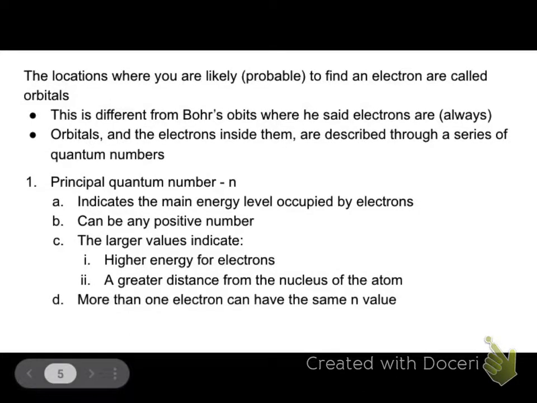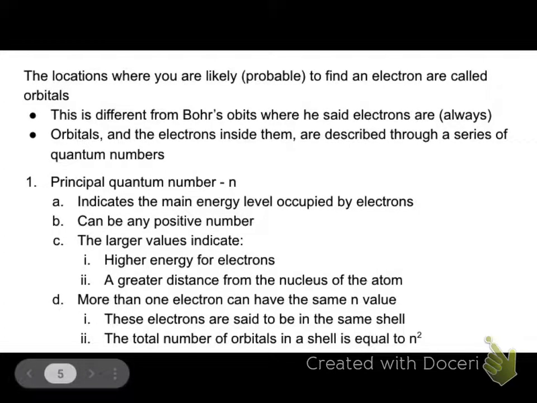More than one electron can have the same n value. Okay? There can be more than one electron in each energy level. How many exactly is determined by the number of orbitals in that energy level. Okay? And you can find the number of orbitals in a shell by squaring your n value. So for the very first energy level, 1 squared is 1, which means there will only be 1 orbital in that energy level. Sometimes we like to call these energy levels shells. Okay?